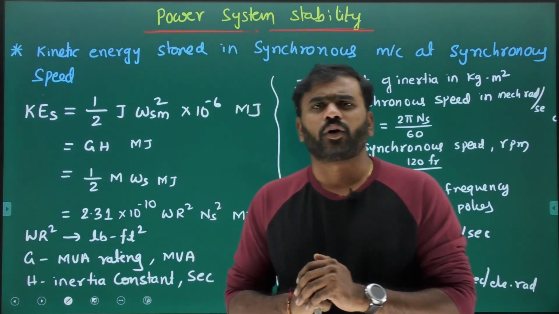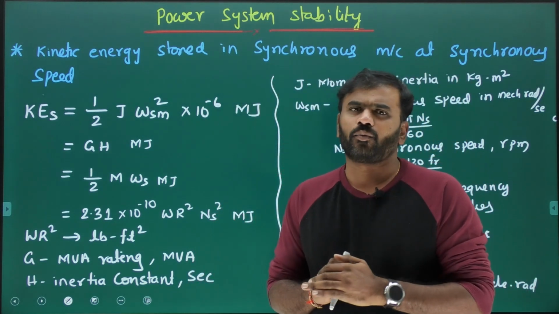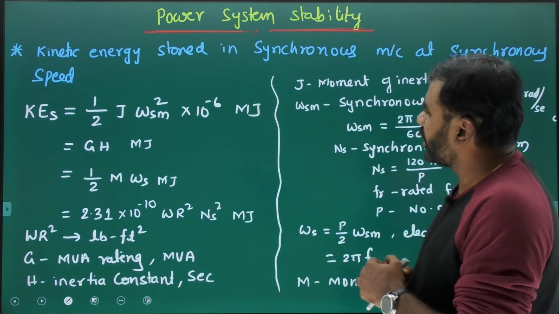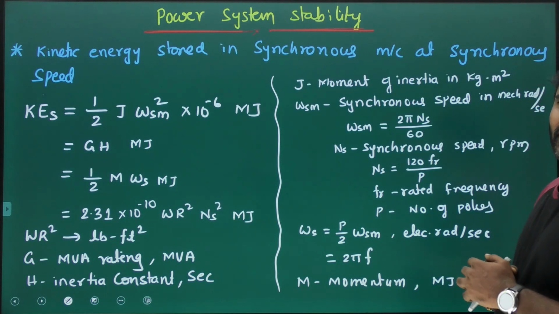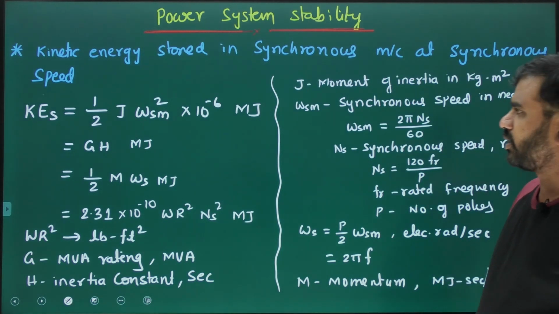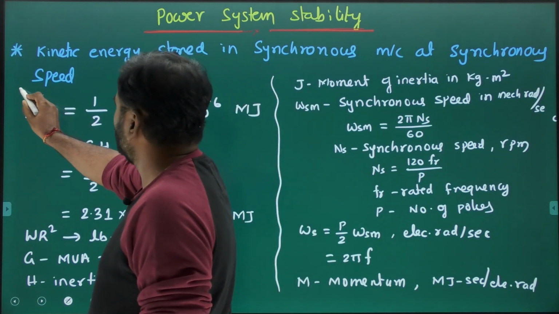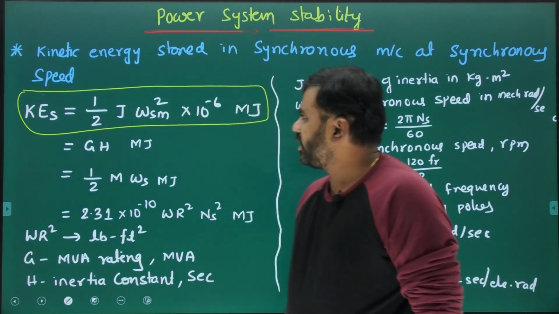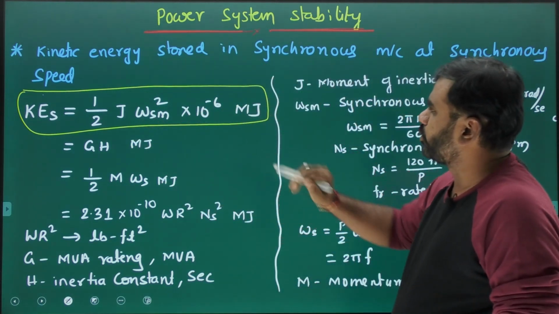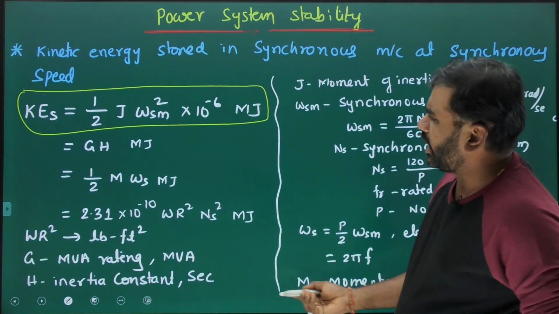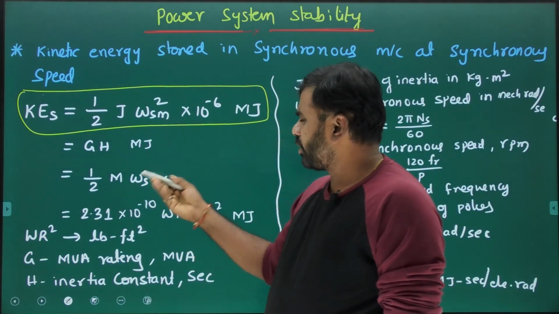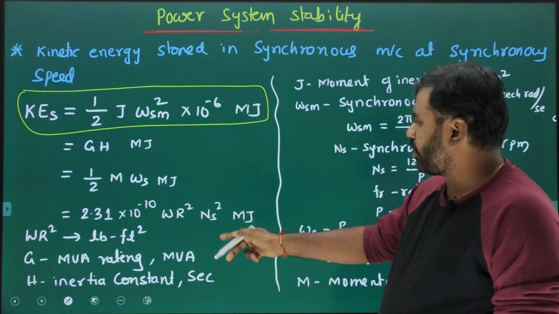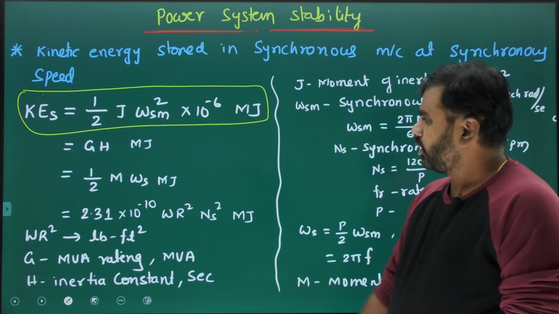That means we need to see what is kinetic energy, what is momentum, and what is inertia constant and the relations. The first very basic thing is the kinetic energy stored in a synchronous machine at synchronous speed. Now this is the formula for kinetic energy stored in a synchronous machine, but at what speed? Synchronous speed. So the formula is half into J into omega Sm square into 10 power minus 6 megajoules. You can also say G into H, otherwise half into M into omega S, otherwise 2.31 into 10 power minus 10 WR square product and multiply with Ns square in megajoules.